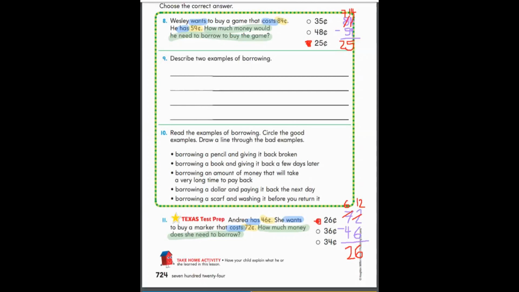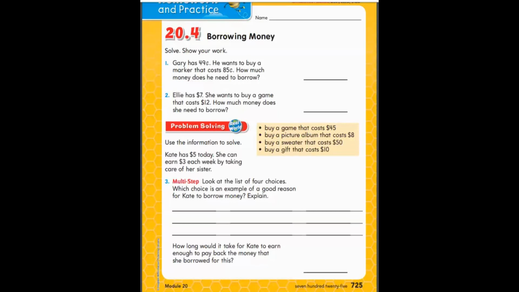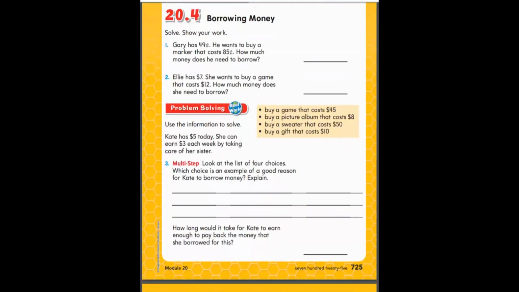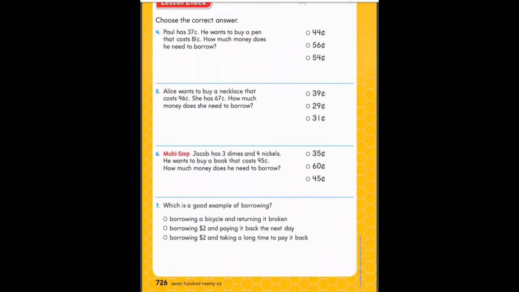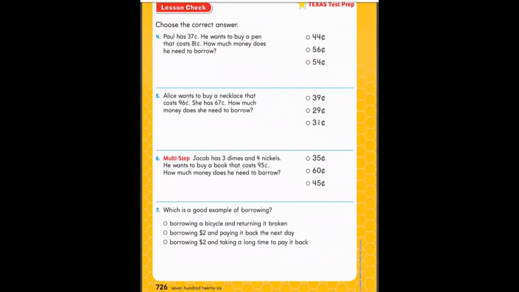And that's it. Now what you have to do is the next 2 pages. You got to do page 725, which is this one. You have 3 problems here. And page 726 is this one with 4 more problems. So in all, you have to solve 7 problems.